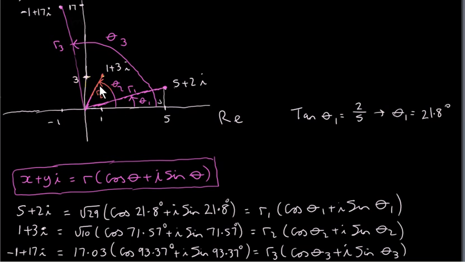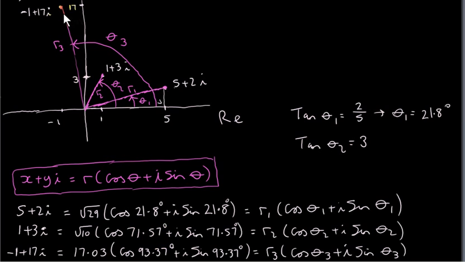And to get angle theta 2, we just use the fact that the tan of theta 2 is opposite over adjacent in this right angle triangle. So it's 3 over 1, which is 3. So the tan of theta 2 is 3. And if you work that out, you will get theta 2 equals 71.57 degrees.